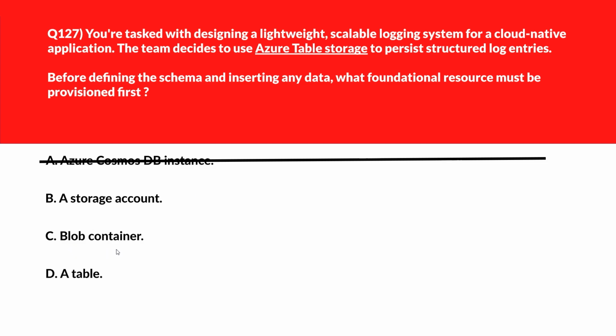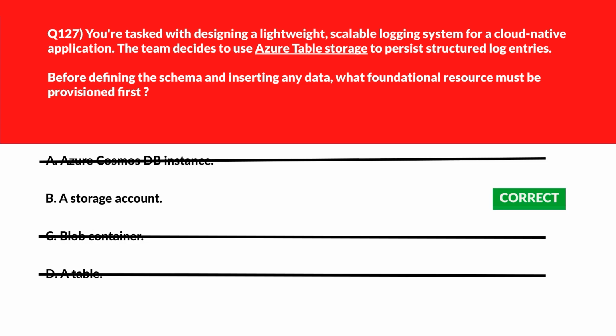C says blob container. Blob container is meant for storing unstructured objects like files, not structured table entities. Wrong answer. We'll move to now option D. D says a table. A table can't exist on its own. It needs a storage account to be created or managed. Let's delete this. We'll lock option B, storage account, as the right answer.